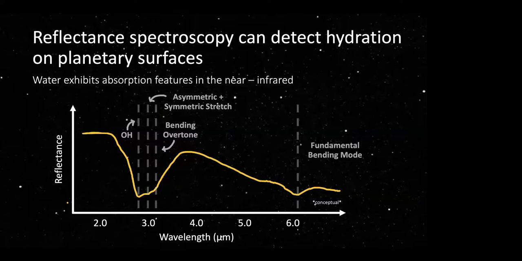But outside of the 3 micron region, we do have the fundamental bending mode of water at 6 microns, where we have no overlapping or coinciding hydroxyl features. And so if we do detect the fundamental bending mode, then we can confidently say that we have molecular water within our system.